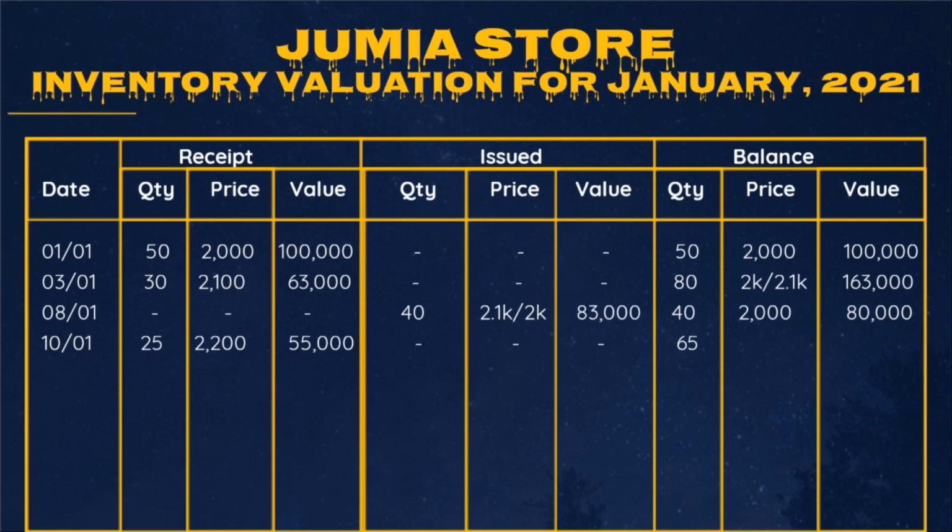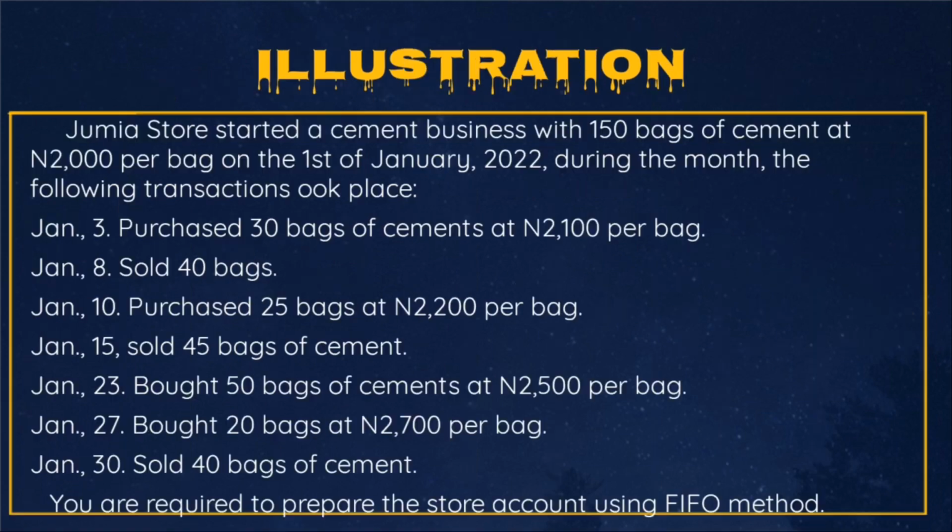Under the balance, the last inventory we have in the store is at the rate of how much? 2,000 naira. The one they are bringing this time around is at the rate of how much? 2,200, which means the 65 bags will contain cement of 2,000 naira and 2,200 naira. That is 2.2k slash 2,000 naira. While the value will be 80,000 naira plus 55,000 naira, that will be 135,000 naira. The next entry, which is January 15, sold 45 bags of cement.